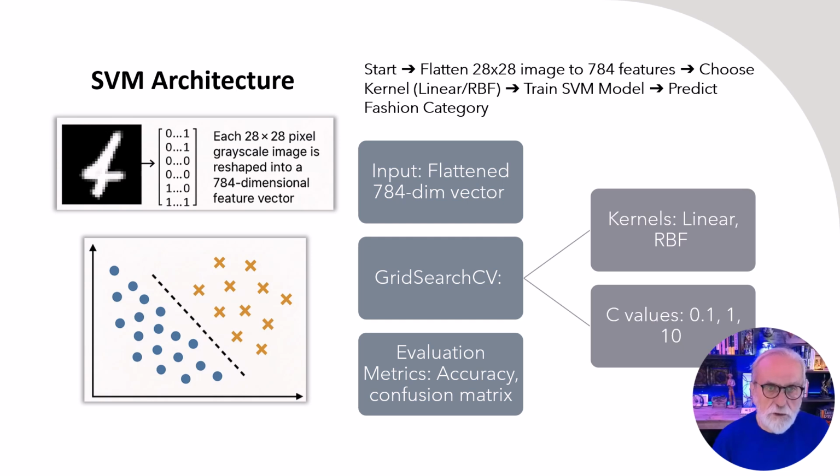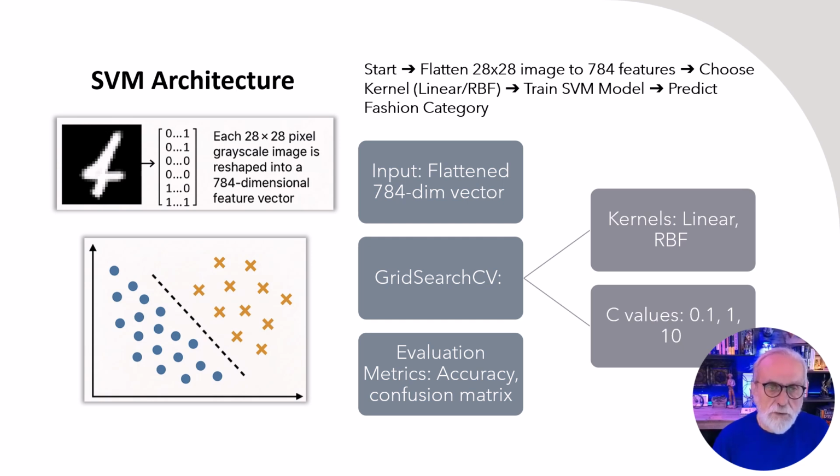There is no specific architecture diagram for the SVM because SVMs aren't neural networks and don't have a multi-layer architecture like CNNs. Instead, we describe how the support vector machine model operates on flattened image vectors. Each image is flattened into a feature vector. Hyperparameters like the kernel are selected through grid search, and the SVM algorithm is trained to separate classes. The trained model predicts the clothing category for new images.